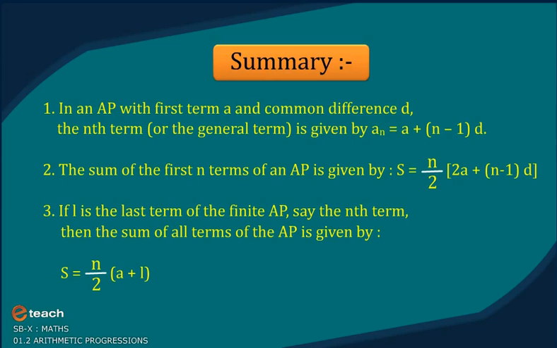Summary. In an AP with first term A and common difference D, the nth term or the general term is given by An is equal to A plus into bracket n minus 1 D. The sum of the first n terms of an AP is given by S is equal to n upon 2 into bracket 2A plus into bracket n minus 1 D. If L is the last term of the finite AP, say the nth term, then the sum of all terms of the AP is given by S is equal to n upon 2 into bracket A plus L.